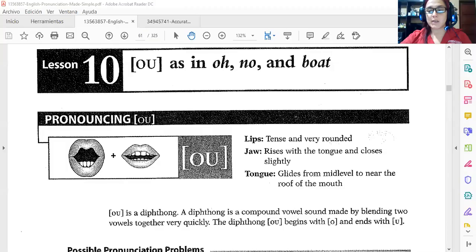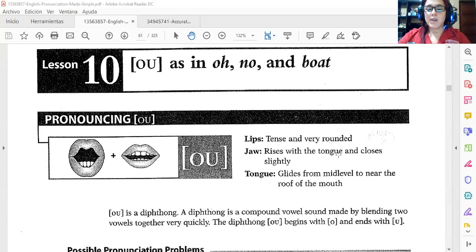We're going to start as we have usually been doing before. We're going to start with some characteristics of this sound, and see how the lips and the jaw and the tongue are positioned. And after that, we're going to see in which words or in which spelling patterns, and also in which position this sound can appear in some words, like in the initial, middle, or final positions.